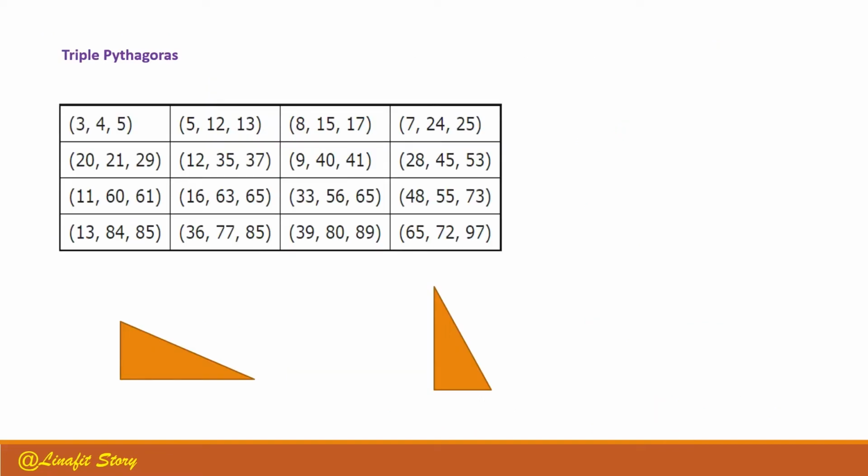Here is the Pythagorean triple. So for example, 3, 4, 5. This means the longest side is 5. The longest side is the hypotenuse of a right-angled triangle, while 3 and 4 are the other sides. So this is 4, this is 3. Or you can draw it as this is the longest side, 5, here is 4, and this is 3.